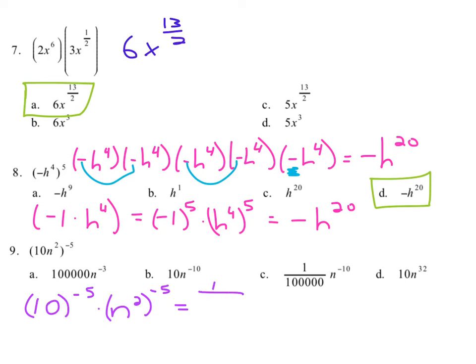Now, 10 to the negative 5 is the same as 1 over 10 to the fifth. And 10 to the fifth is just 10 times 10, 100, times 10, 1,000, times another 10, 10,000, times another 10, 100,000. In fact, it will have exactly the number of zeros as whatever the power is that you're raising it to. Okay, so it'll have 5 zeros.